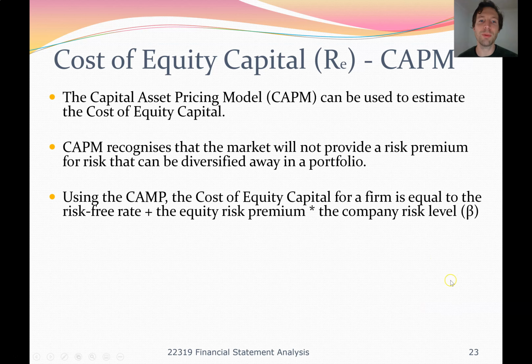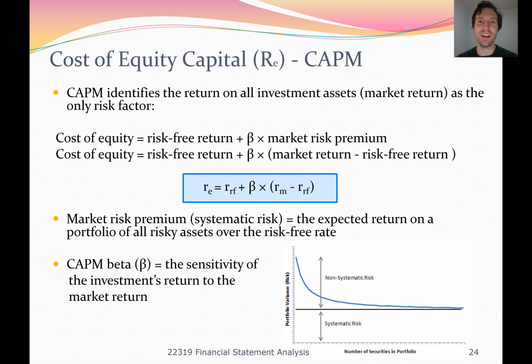So using the capital asset pricing model, the cost of equity capital for a firm is equal to the risk-free rate plus the equity risk premium times the company risk level, which is represented with this B for beta. The theory makes sense that risk and return are linked together, but the only risk that investors should actually get paid for is market risk. Because all the individual risks with a single investment can be diversified away by having a diversified portfolio of stocks.